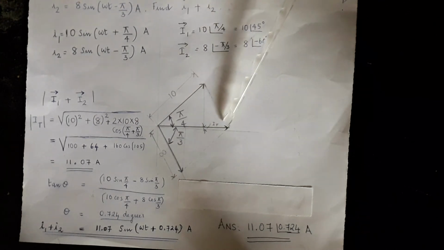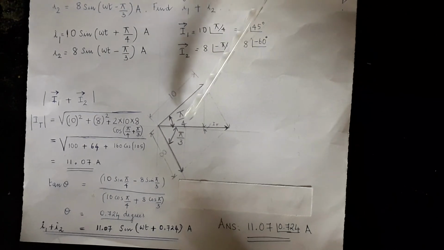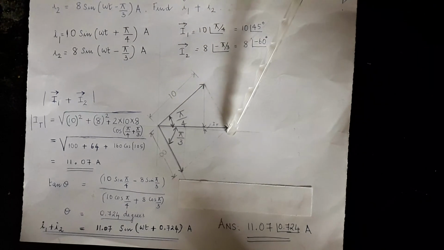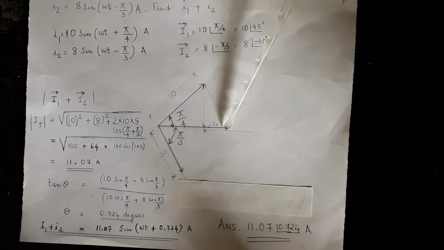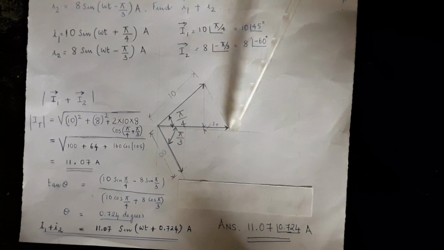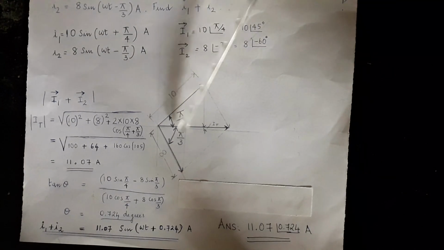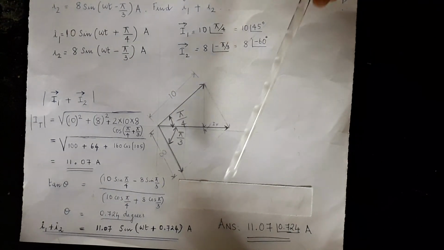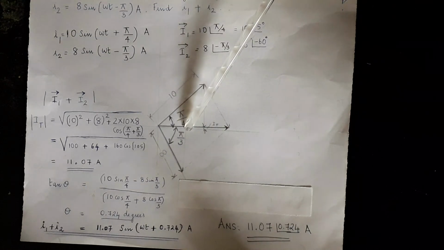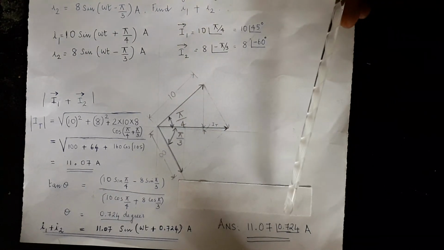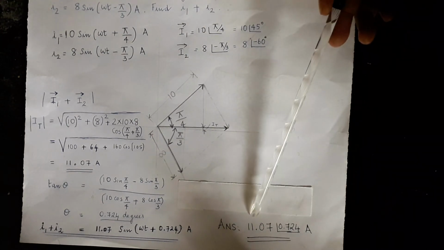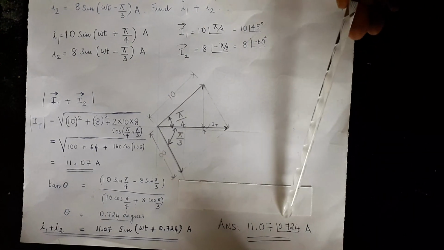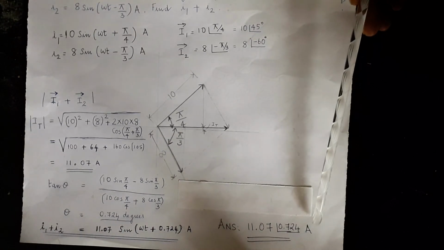Whenever you do calculations with phasors, you have to write not only the magnitude but also the angle. So how will you calculate the angle of this resultant vector with respect to the x-axis? The y coordinate divided by the x coordinate, and the tan inverse of that will give you the angle with the x-axis. That is obtained as 0.724 degrees. So the answer is 11.07 angle 0.724 degrees amperes.